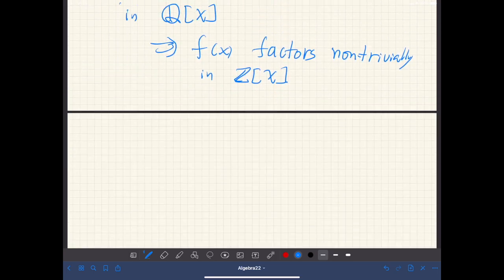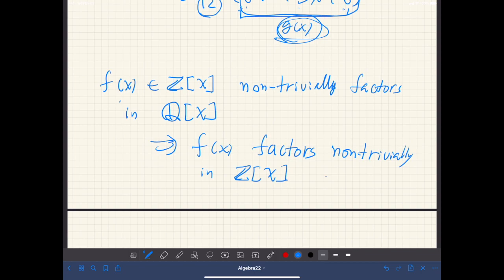If we take the contrapositive of this statement, if a polynomial of integer coefficients does not factor in this set, then it does not factor non-trivially in this set of polynomials with rational coefficients.